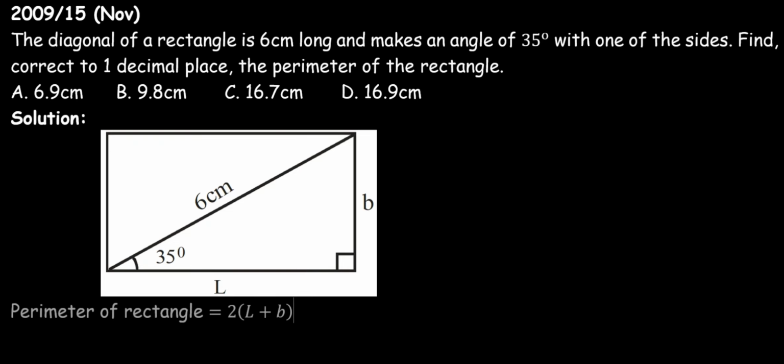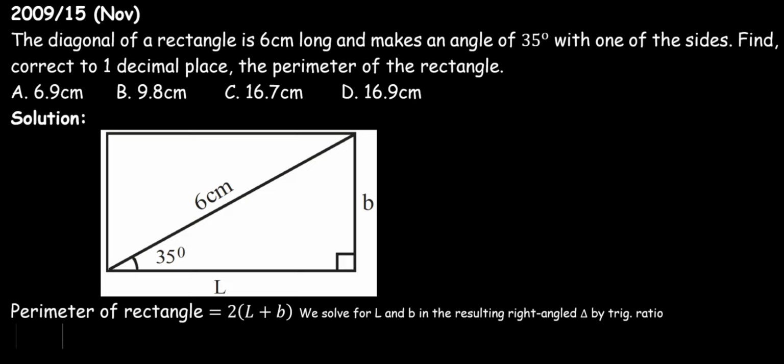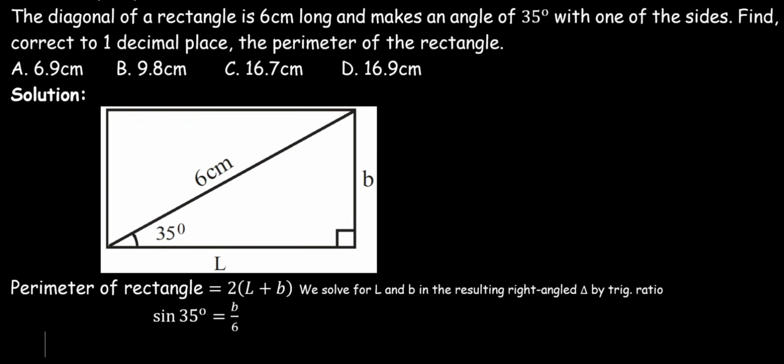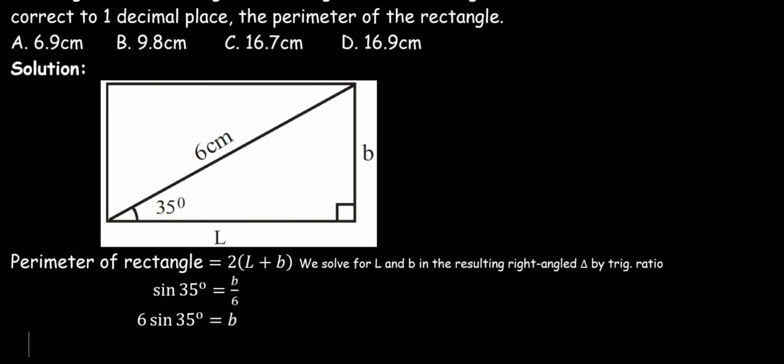From the diagram, perimeter of a rectangle is equals to 2 into bracket open L plus B, bracket close. We solve for L and B in the resulting right angle triangle by trig ratio. From the right angle triangle, we have sine 35 degrees equals to B over 6, applying SOHCAHTOA, SOH, which is opposite over hypotenuse. Cross multiply, we have 6 sine 35 degrees will be equals to B, and that will give us 3.44 cm will be equals to B.